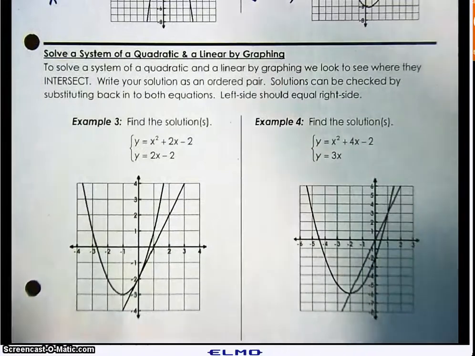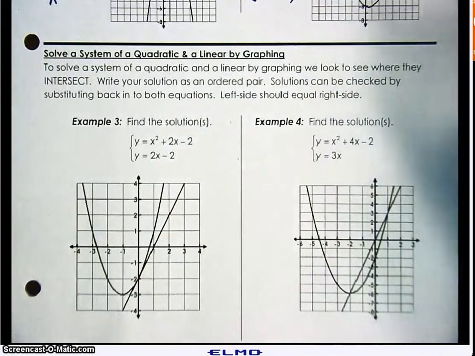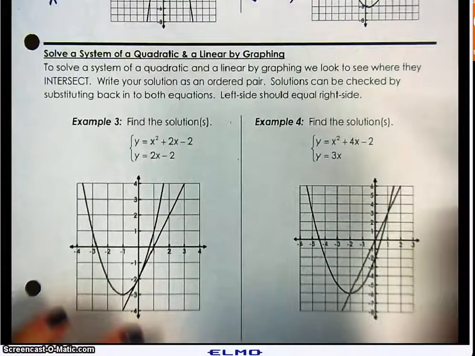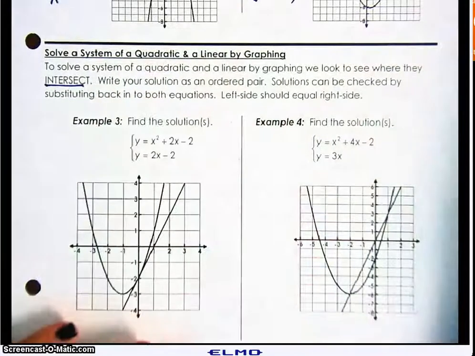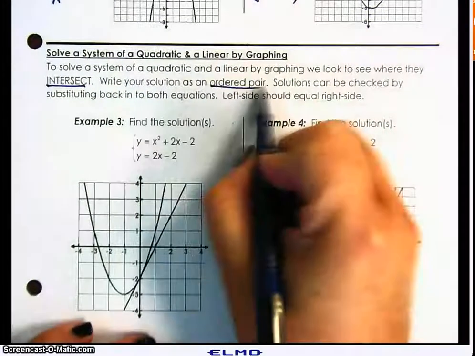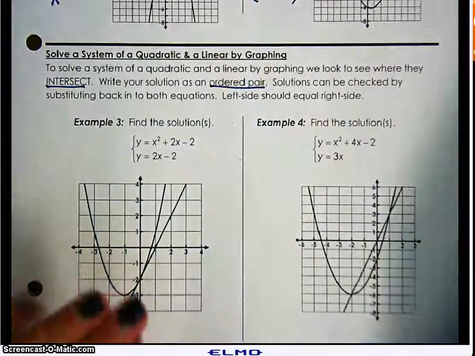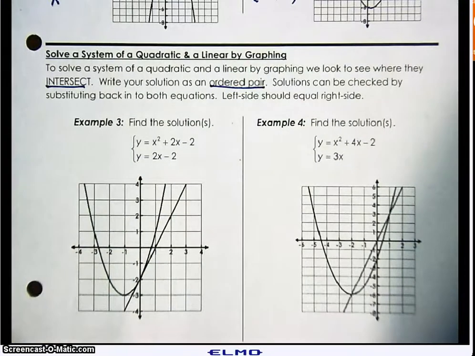I must say that this is the easier version. To solve a system of a linear and a quadratic by graphing, we look to see where they intersect. Write your solution as an ordered pair. Solutions can be checked by substituting back into both equations. Left side should equal right side.